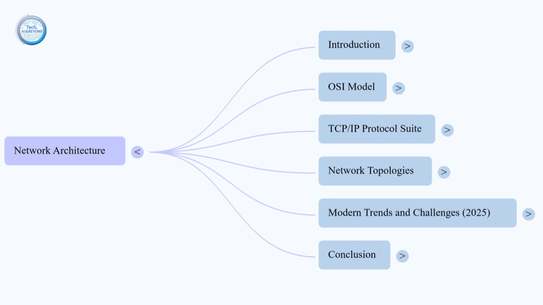What other architectural shifts are happening? Edge computing is another major one. This is kind of the opposite of centralizing everything in the cloud.